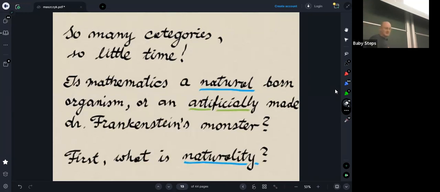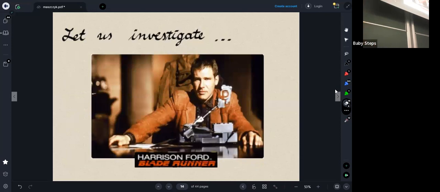But if there are so many categories, one could ask whether mathematics is a single subject or a bunch of unrelated, locally consistent pieces, which can be rephrased as the following question. Is mathematics a natural born organism or an artificially made kind of Frankenstein monster? So first of all, we have to recognize naturality. What is naturality? So let's investigate. What is the test of naturality?